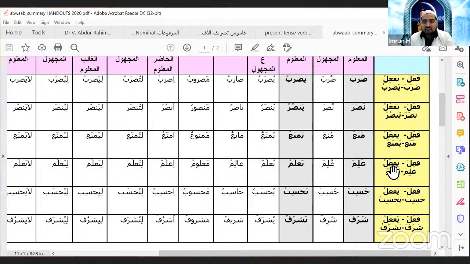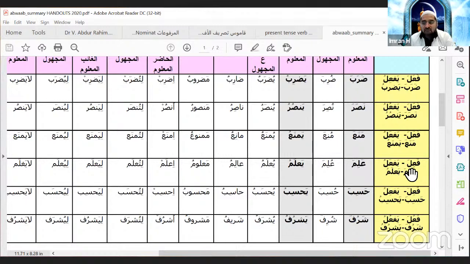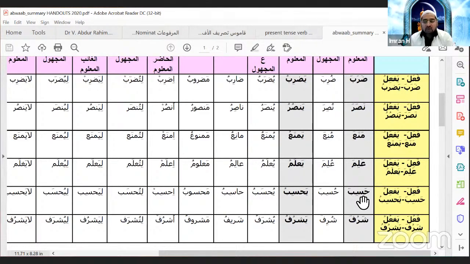Fa'ila, yaf'alu. As we did before, I said the past tense verb has 3 patterns. Fa'ala, alima. Here, alima has a kasra in the middle in the past tense form. The present tense is ya'lamu, fa'ila, yaf'alu. Ya'lamu has a fatha.